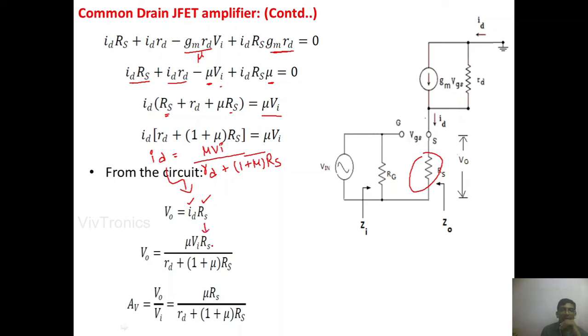Now we need the output voltage divided by the input voltage. Here is the input voltage, right? So V0 divided by VI. V0 is on the left hand side and VI is on the right hand side, so we can take V0 divided by VI, which is called the voltage gain. That is equal to mu into RS divided by rd plus (1 plus mu) into RS. That is the voltage gain of the common drain amplifier.